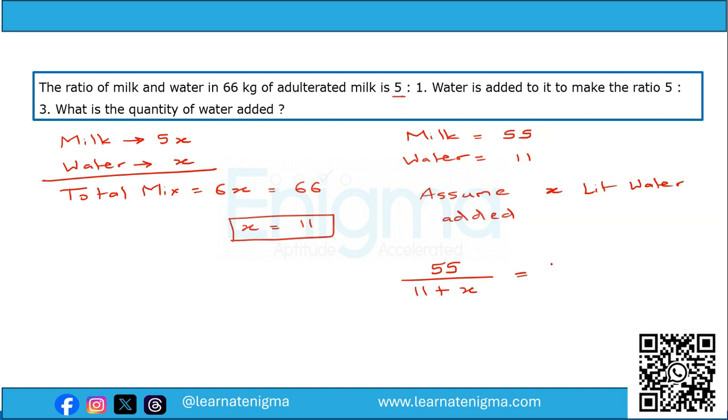And this is given to us as 5:3. Now 5, if we cancel it out, it becomes 11. So we have 33 is equal to 11 plus x. That means x is equal to 22.